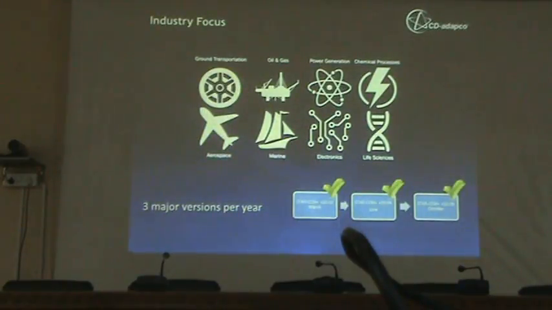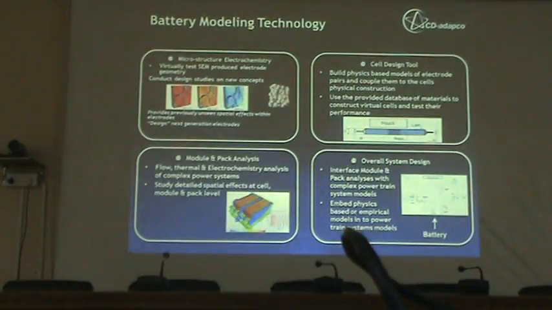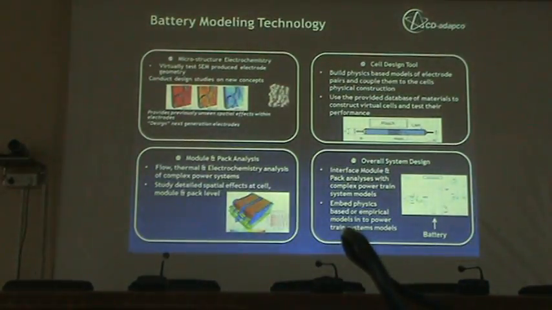So Star CCM Plus can be used in many different industries. Here is a list of the industries we cater to. Ground transportation is our bread and butter. Apart from ground transportation, we have oil and gas, life sciences or pharma, electronics, marine, CP or chemical processes, and power generation. So this is what I will be talking about today.